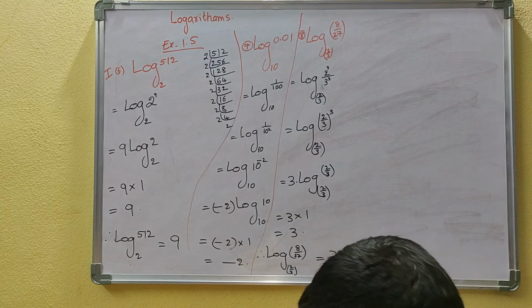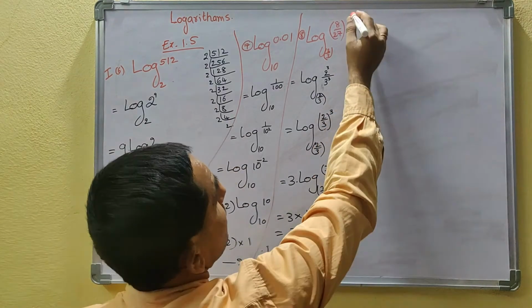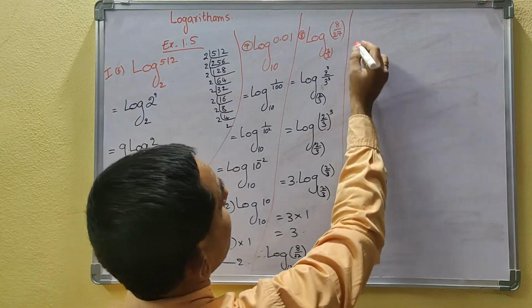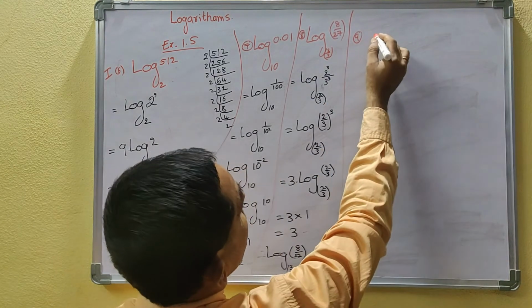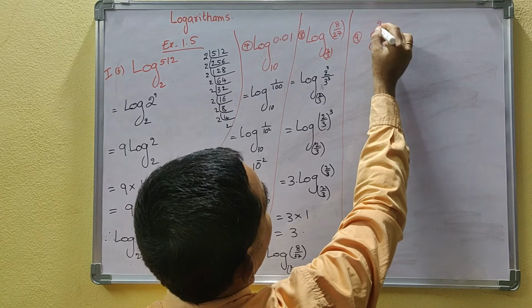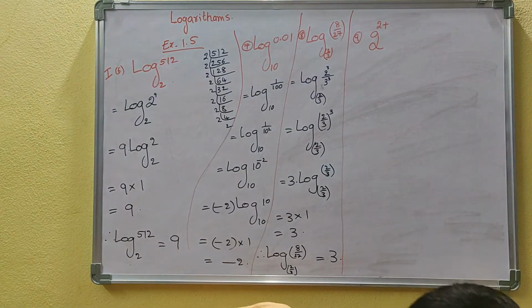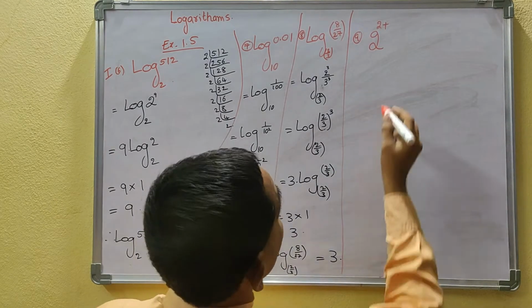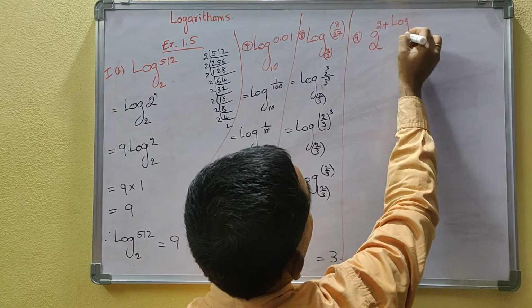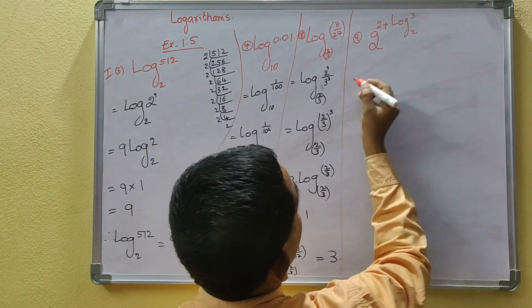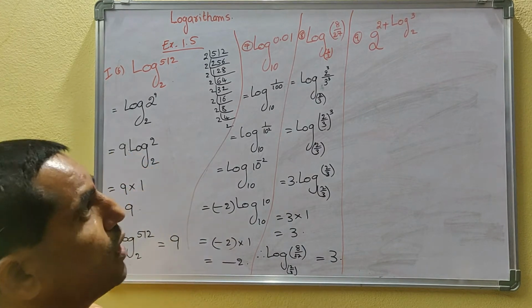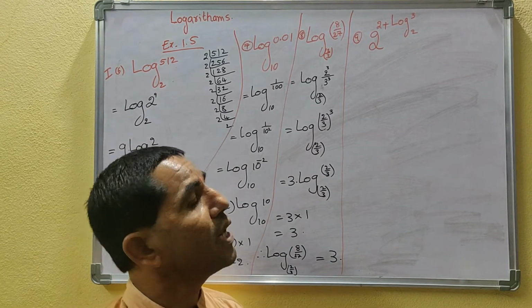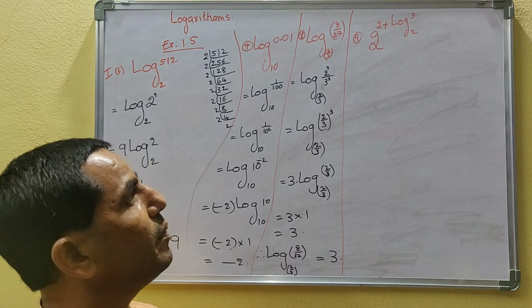Next one, 9th question. 9th question here very different is there. That is 2 to the power of 2 plus log 3 base 2. So 2 to the power of 2 plus log 3 base 2. So this is an important question and different is there. 9th question, 2 to the power of 2 plus log 3 base 2.